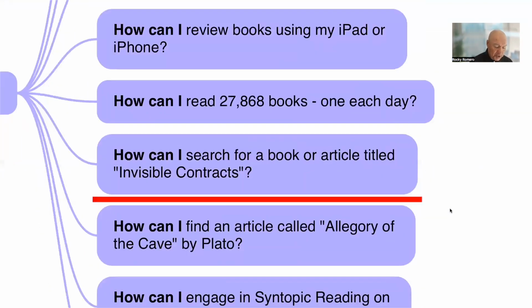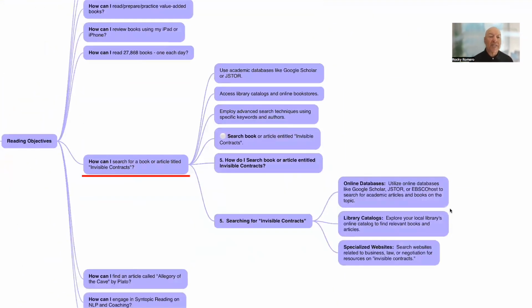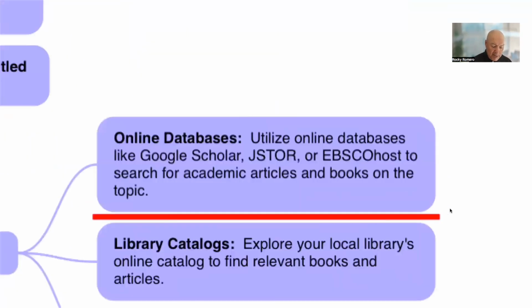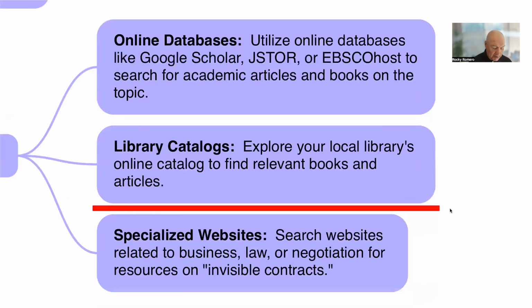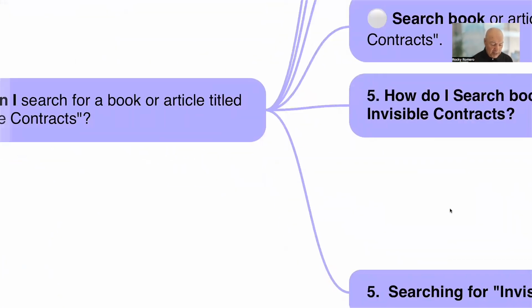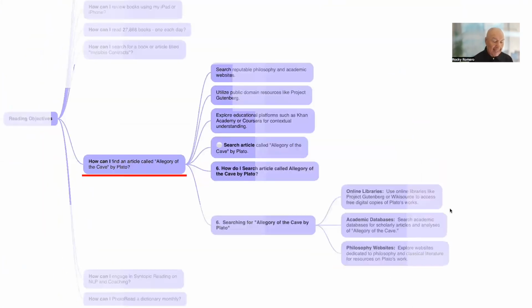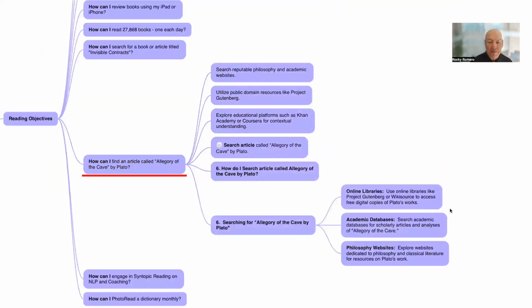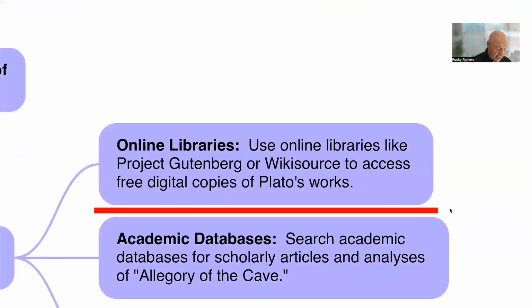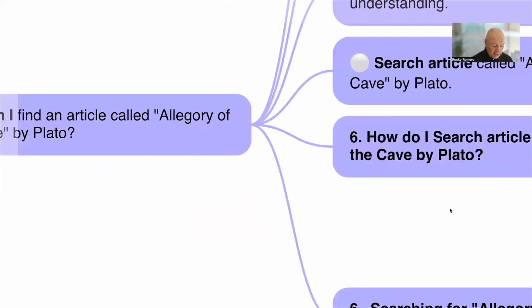How can I research different books? That's what I'm finding with artificial intelligence, that I can find the information better and a lot faster. There are some online databases that I could tap into. Of course, library catalogs, and specialized websites for something very specific, like that article, or something even more like Plato, or something from the Stoics or Socrates. Again, going to online libraries, academic databases, and of course, philosophy websites.